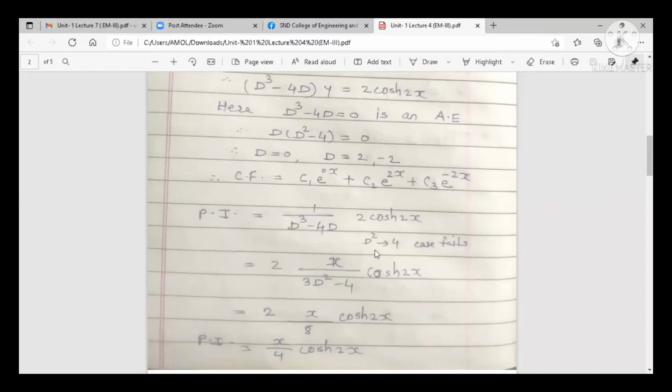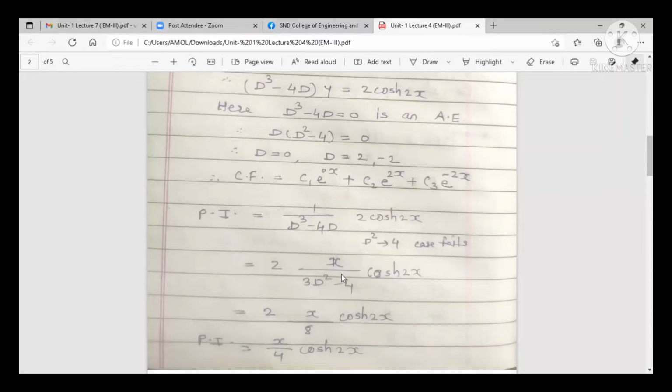It is a case of failure, so multiply the numerator by x and take the derivative of the denominator. The derivative of D cube is 3D square minus 4 into the hyperbolic first function. Since 2 is a constant term, write it as it is, x upon.